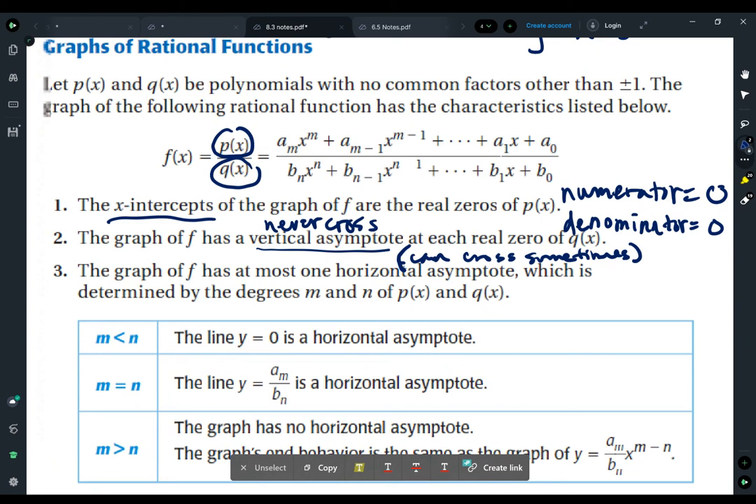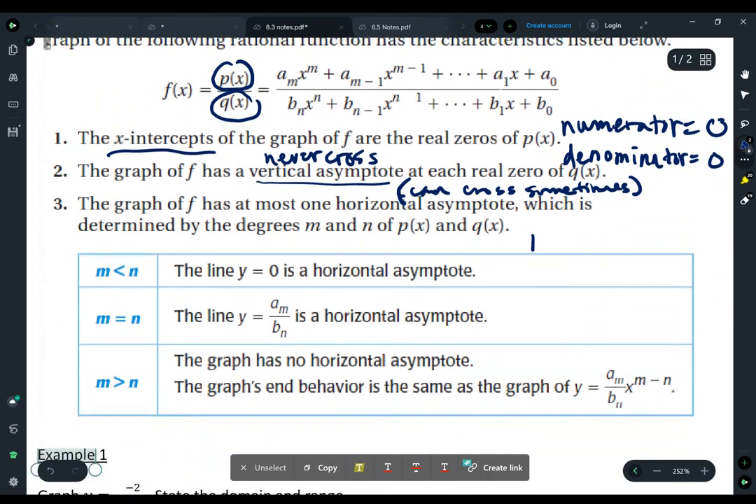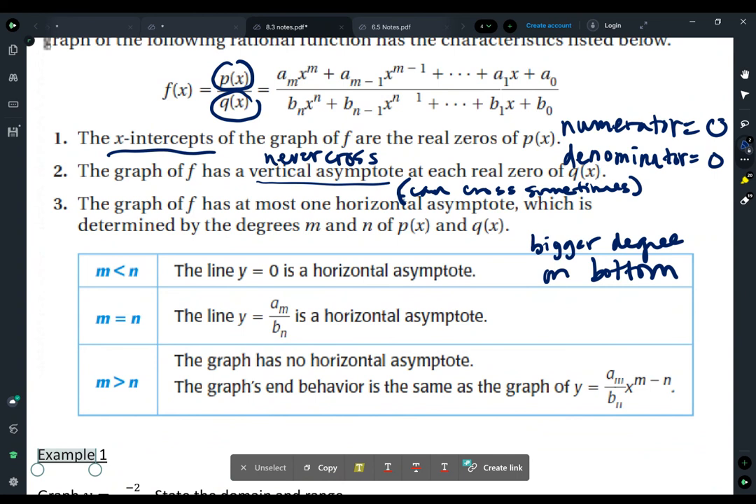And by degree, we mean like x squared. If a polynomial starts with an x squared, that's a second degree polynomial. So we're looking at degrees. So this one, I had a constant in the numerator, but x is to the first power in the denominator, so it was bigger degree on the bottom. So if we have a bigger degree on the bottom, just like we were doing in 8.2, that's when we have a y equals 0. And I think it's easier to think about bigger degree on the bottom than these m's and n's and trying to remember which is which.